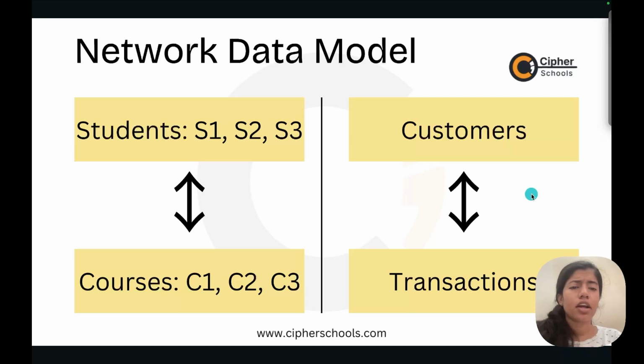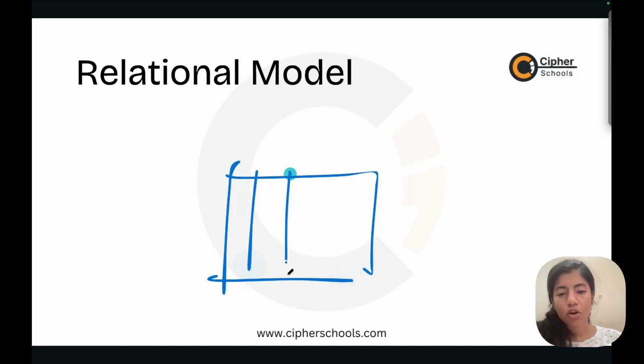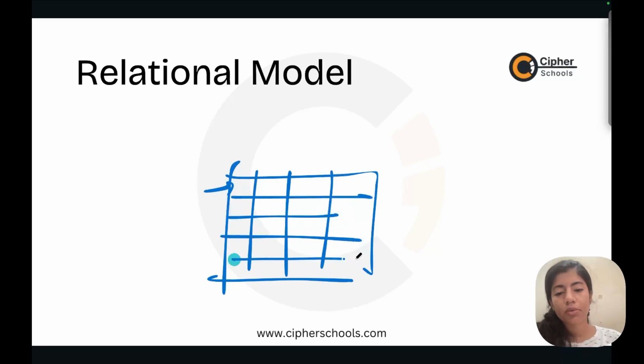Let's move ahead and talk about the relational model. This is the most commonly used model. Before we talk about it, can you think of an Excel sheet? Have you ever used an Excel sheet? In Excel, you have this kind of structure, with rows and columns, where the first row has some headings. Then you store data in the form of a table. Something like this.